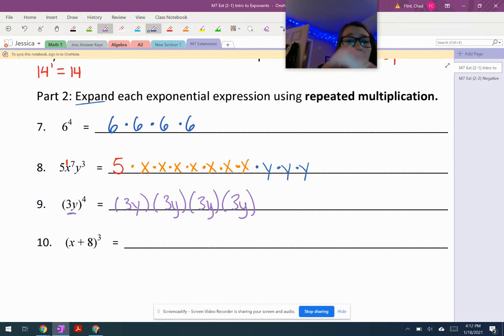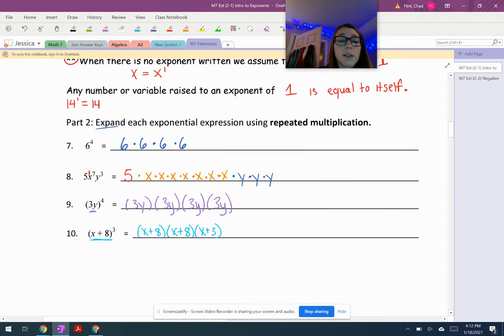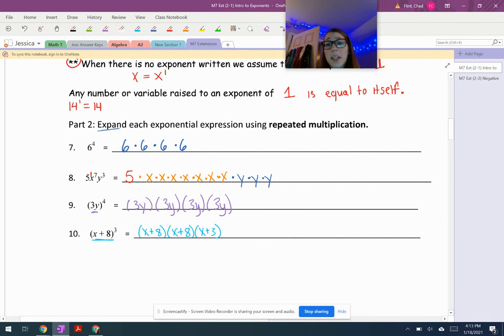And in number 10, they have some parentheses going on, no big deal. So again, my base is the entire x plus 8. And my exponent says I'm doing that 3 times. Boom. So there is expanding. That is why exponents represent repeated multiplication. That's where that comes from.